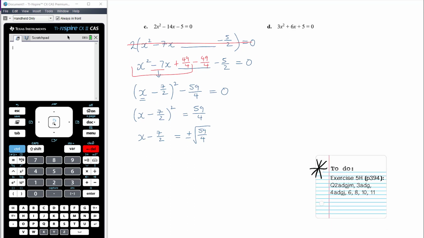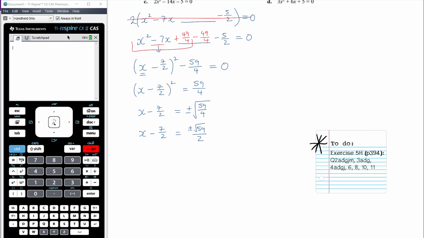Now, root 59, 59 is a prime number, that's not going to simplify at all, but root 4 is 2, so we're going to write this as plus or minus root 59 over 2. Okay. Alright, so now we're going to add 7 on 2, so x is 7 on 2 plus or minus root 59 on 2. Okay, that's perfectly okay as it is. We do, however, have this nice common denominator, so we could write this as 7 plus or minus root 59 all divided by 2. So either of these would be okay.